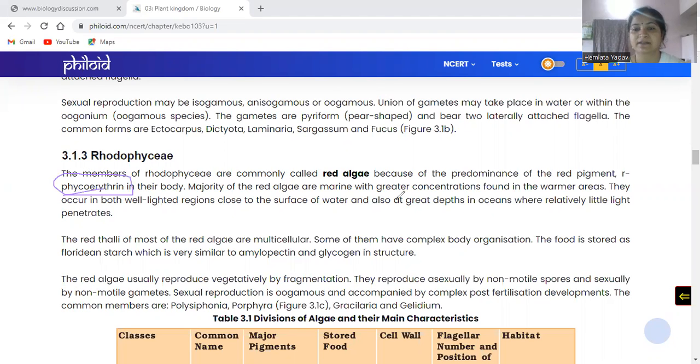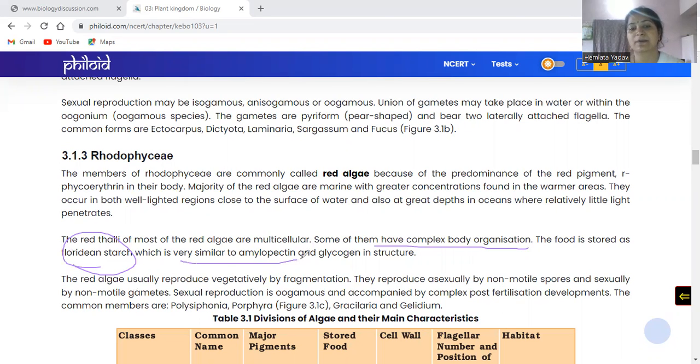Majority of the red algae are marine with greater concentration found in warmer areas. So majority are marine. These red algae are found mostly in marine environment and also in warm areas. They occur both in well lighted regions and in deep water as well as surface water. The red thalli of most of the red algae are multicellular. So their structure is multicellular. Some of them have complex body organization. The food is stored as floridean starch. So these algae are going to produce food, and this food is called Floridean starch.